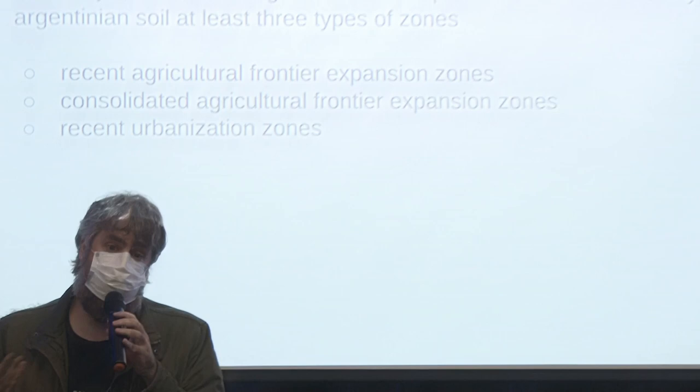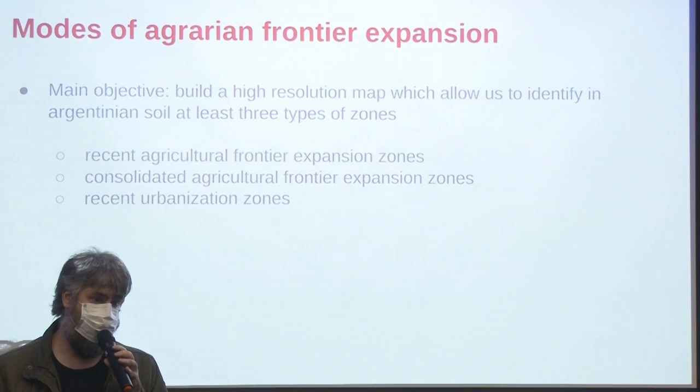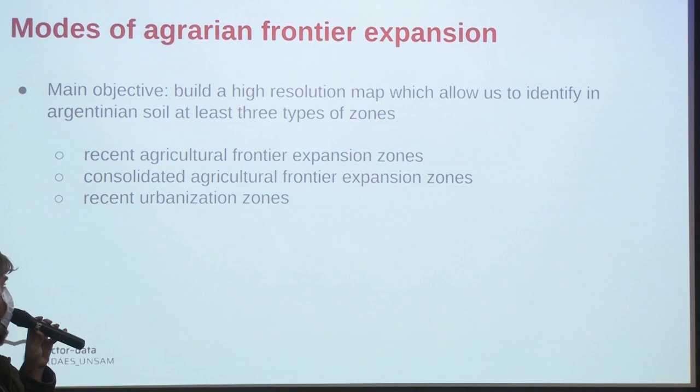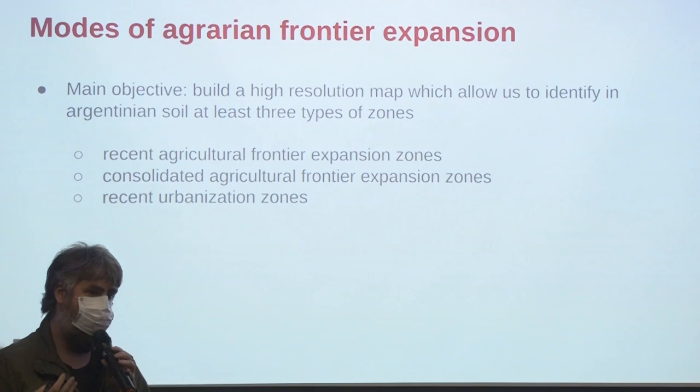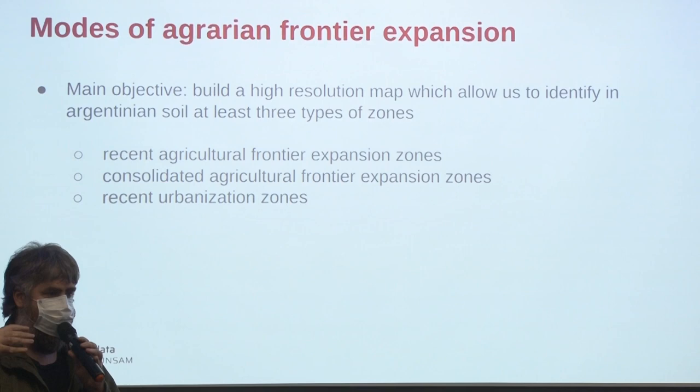What I would like to show you here is the first exercise in building a map with the highest possible resolution, which allows us to identify three types of situations in Argentinian territory. First, recent agricultural frontier expansion zones. These are zones which in T0, let's call it that, in the first period of time, were forest or shrublands or something like that, and at the end of the period, they were transformed into agricultural use. And we'll try to divide this into more recent expansion and more consolidated expansion.